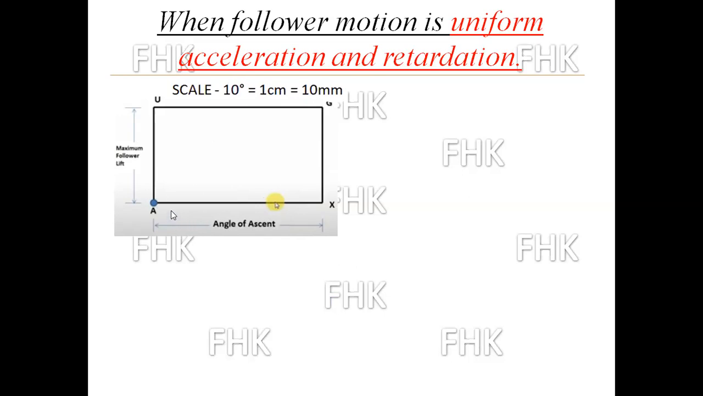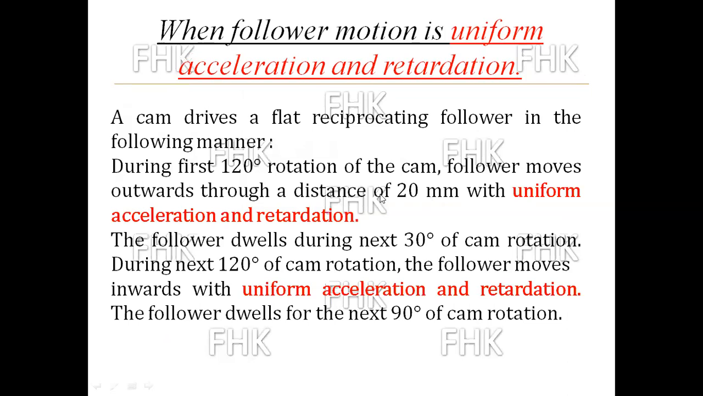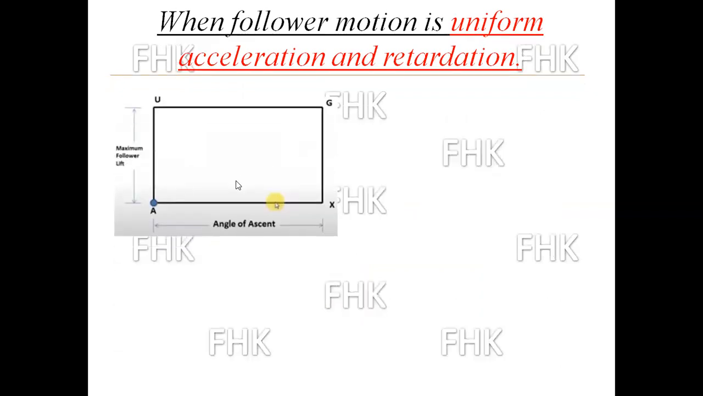Okay. So as per the given data, the angle of ascent or rise angle of the follower is given as 120 degrees. So I will draw the line AX as 12 centimeters or 120 mm. And on the y-axis AU, I will draw 20 mm, which is given in the problem statement, as the follower moves outward through a distance of 20 mm. That 20 mm I will plot on the vertical axis or y-axis. This distance will be 20 mm and this distance will be 12 centimeters or 120 mm.